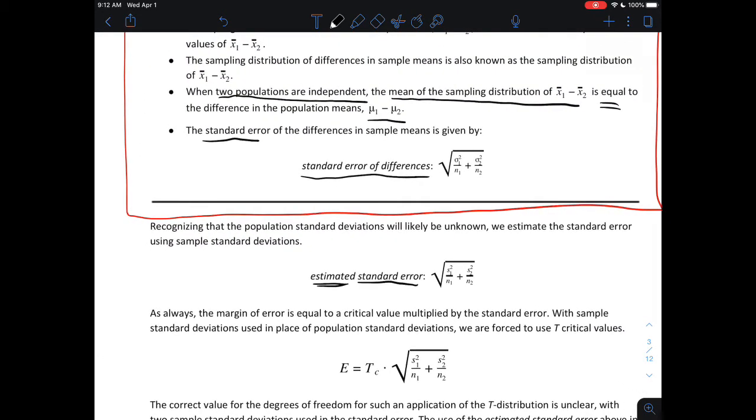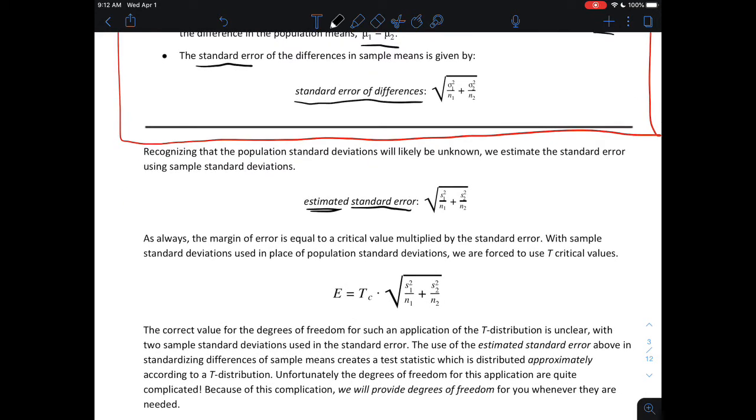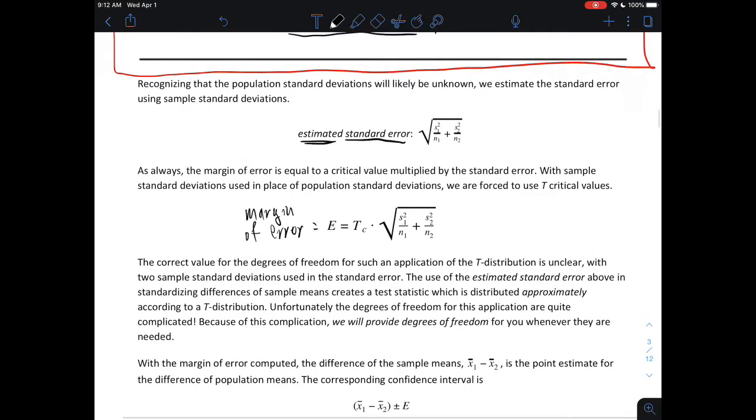As always, the margin of error is equal to a critical value multiplied by the standard error. With sample standard deviations used in place of population standard deviations, we are forced to use t critical values. So here's our margin of error, again capital E. That's equal to a critical value, t sub c, times this same square root that we had for our estimated standard error. The correct value for the degrees of freedom for such an application of the t distribution is unclear, with two sample standard deviations used in the standard error.